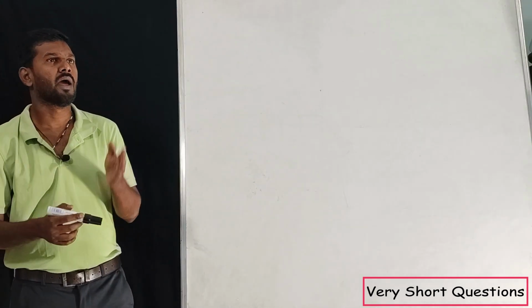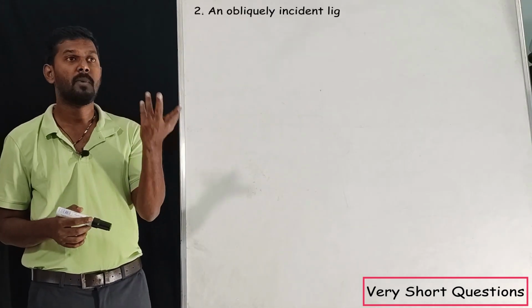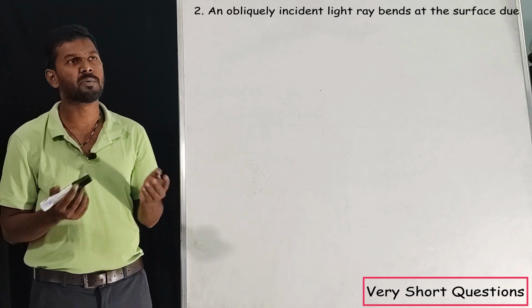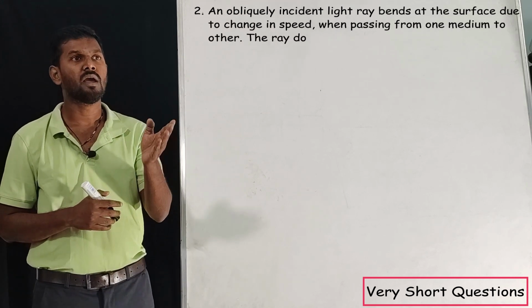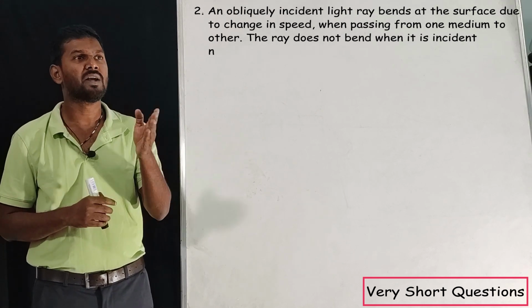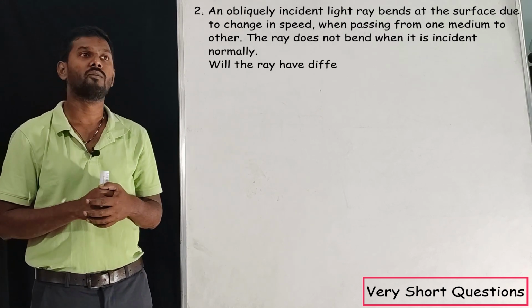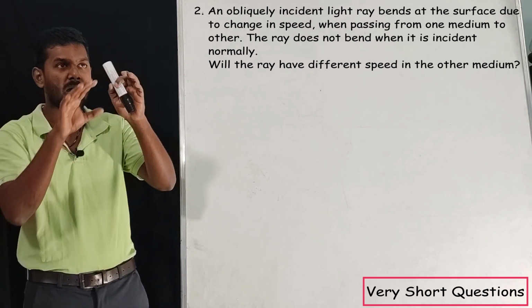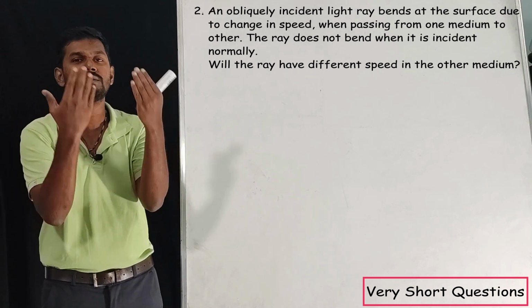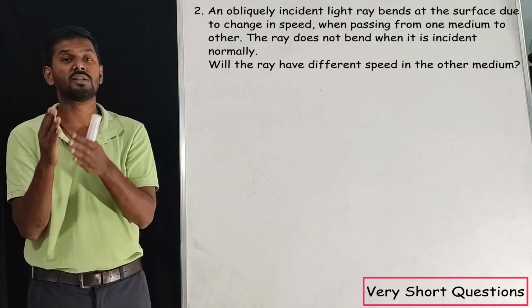Our next question: an oblique incident ray bends at the surface due to a change in speed when passing from one medium to another medium. The ray does not bend when it is incident normally. Will the ray have a different speed in the other medium? First, to answer these kinds of questions, we need to understand the question and a few words.